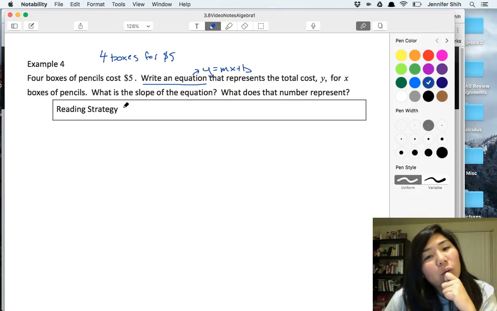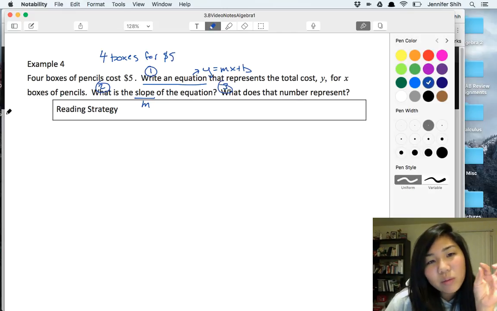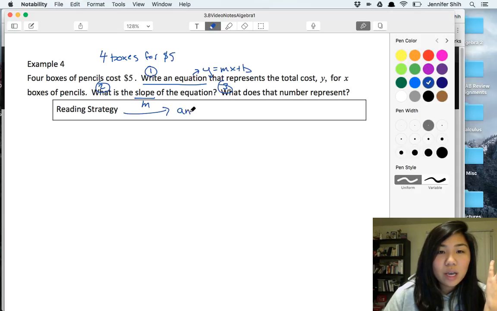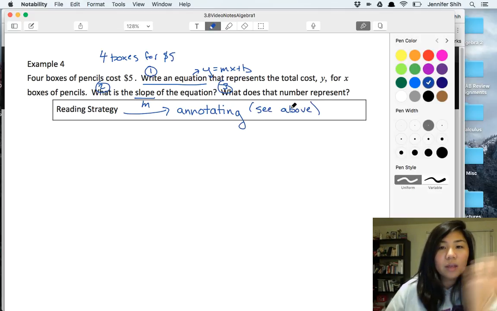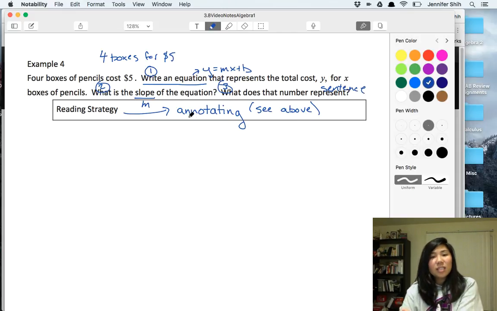What is the slope of the equation? Slope is m. So it looks like I have to write an equation. I have to find the slope. And then I also have to find out what the number represents. And the reason why I'm writing 1, 2, and 3 is because I'm telling myself as I'm reading this, I have 3 things I have to do. So my reading strategy that I used was annotating. See above. Oh, what number does this represent? Maybe I'm looking for a sentence. Okay, so that's how I annotated my problem.